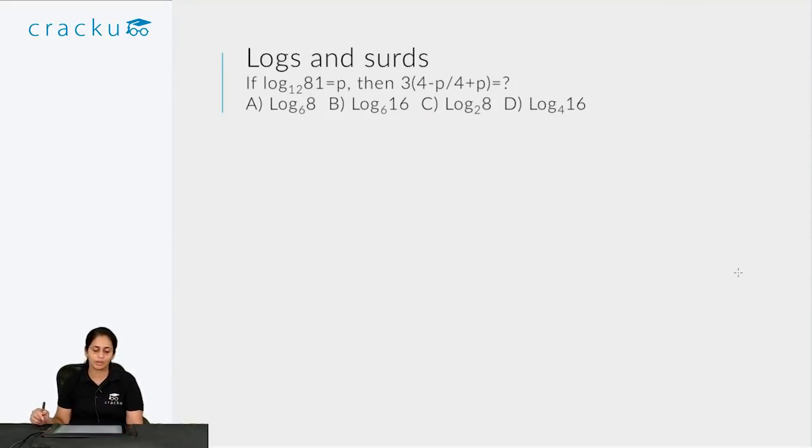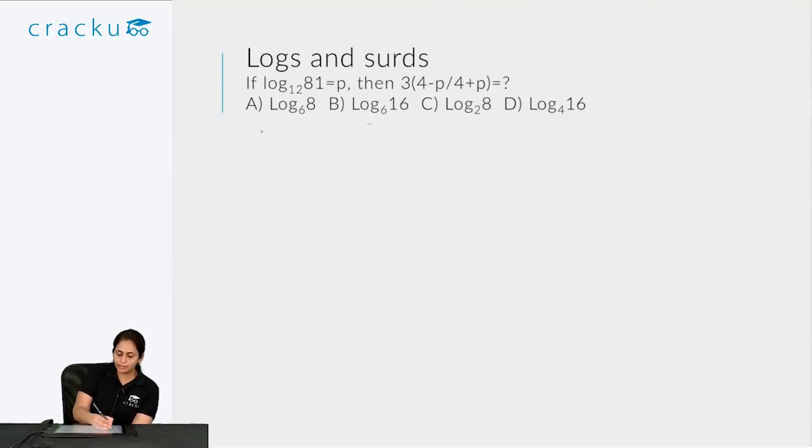The last part is logs, indices, and surds. As I said, to solve these questions you have to go through a lot of formulas. There is a long list of formulas that you have to remember to solve these questions. But if you remember those formulas, these questions are trivially easy. So let's take a look at this question. The question is, if log 81 to the base 12 is equal to p, then 3 times (4 minus p) divided by (4 plus p) is equal to what?